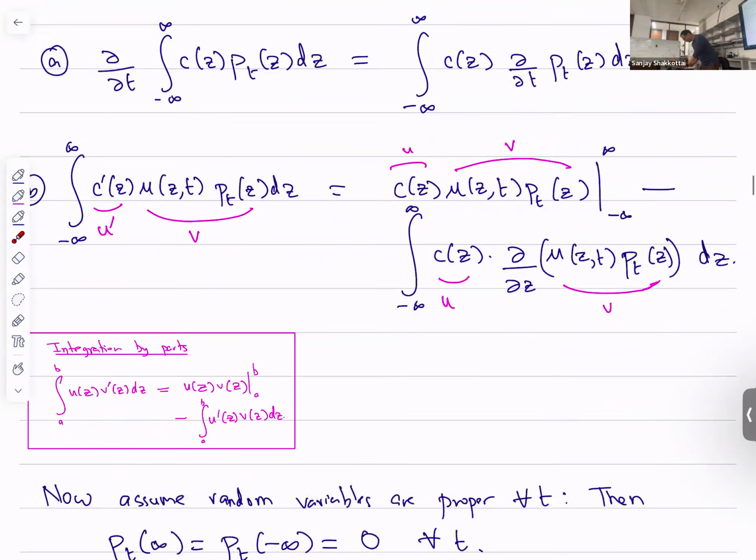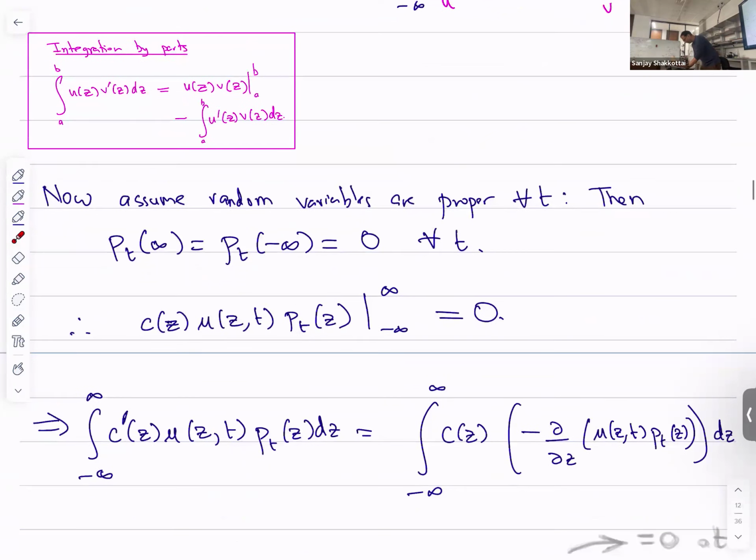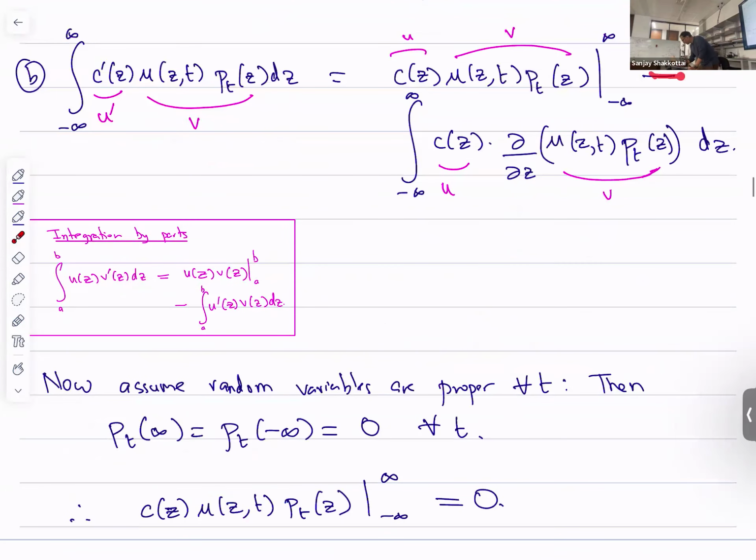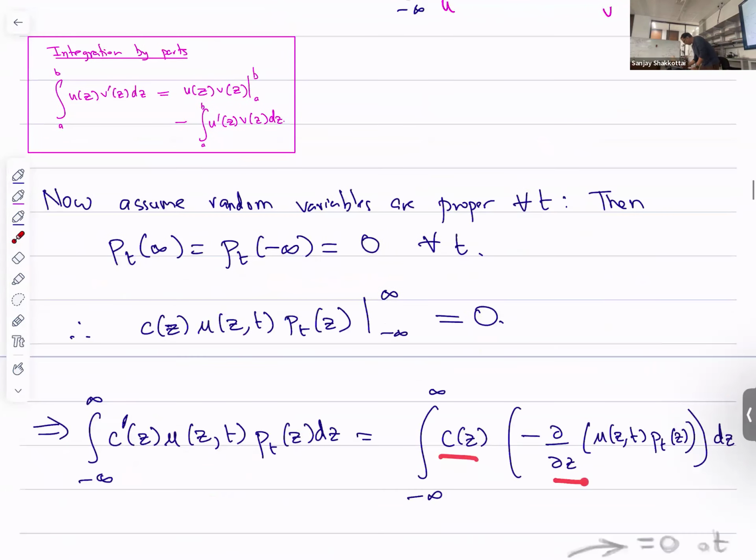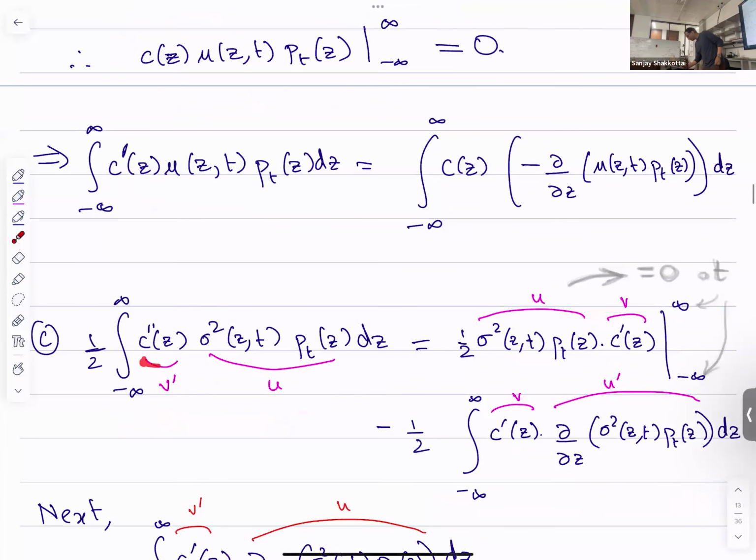So which basically gives me that C prime times mu, this integral, can be written as C times negative, there's a negative sign, of the derivative of the vector field times P. So you see where the continuity equation, mu times the density times the vector field, comes from. It essentially comes from this integration by parts trick. Okay. Now, I have C prime.